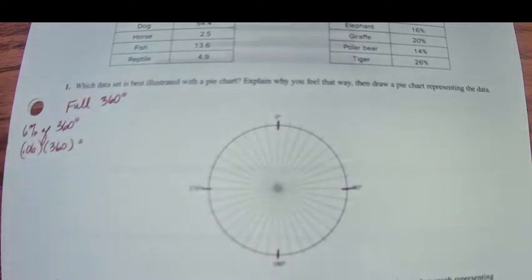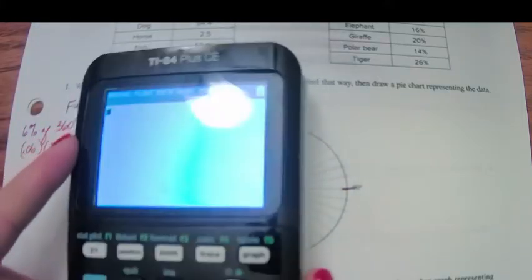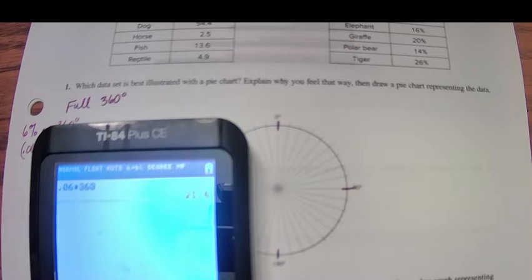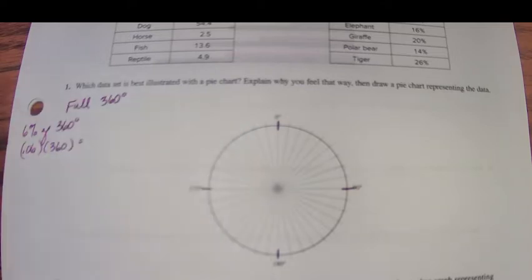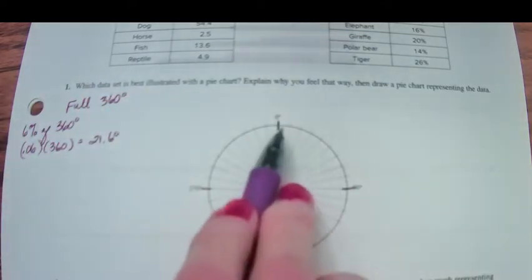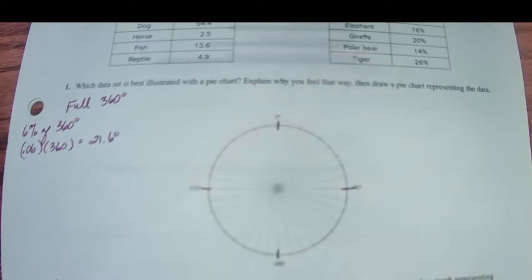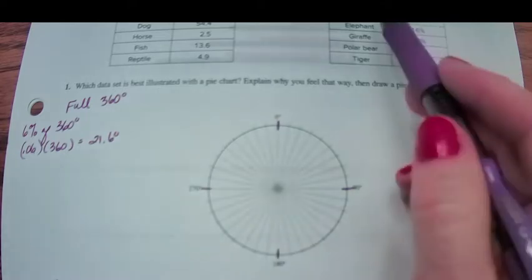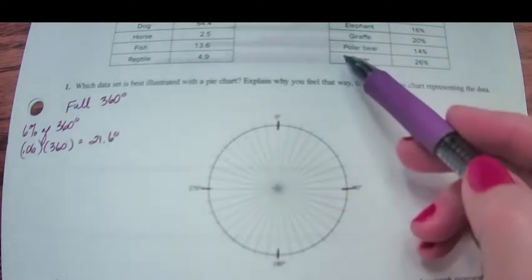Now you're going to use your calculators a lot in this class. So we're going to go here, oh sorry, it's kind of reflective there, 0.06 times 360. And that's 21.6. So 21.6 degrees would be the piece of the pie for alligators. All right, so let's keep moving. We're going to have to do this for all of our options. Let's look at dinosaurs.